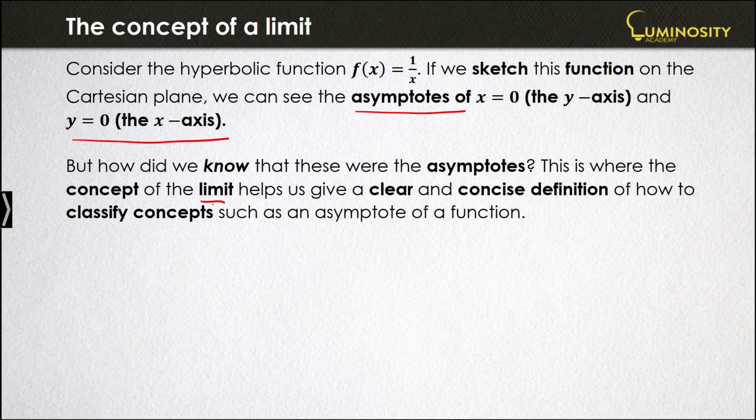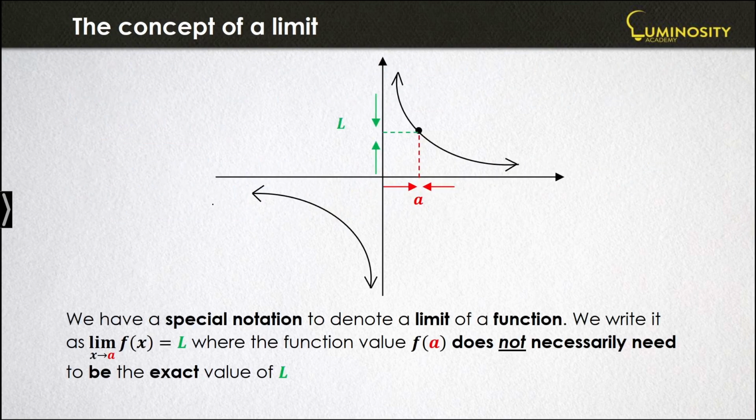What will eventually happen? If we look at this function here on the Cartesian plane, the function f of x equals 1 over x, then we have a special notation to denote the limit of a function. We write it as the limit as x approaches a of f of x is equal to L. Where the function value f at a, so if this x value here is a, and we evaluate the point at a, this would have coordinates a, comma, f of a, then that value f of a doesn't necessarily need to be the limit value, capital L.